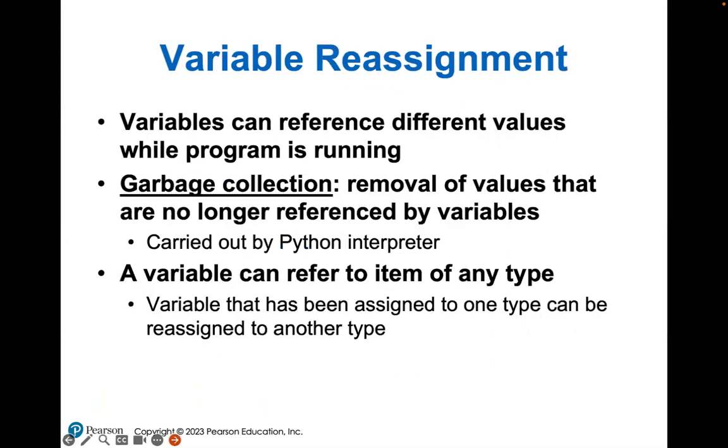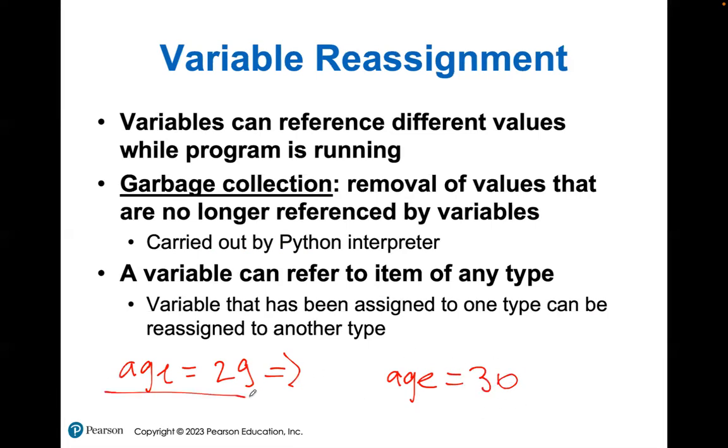Variable reassignment. For example, we had a variable age assigned to 29. If you want to reassign it, for example, the person just had a birthday and they turned 30, all that you have to do is just put age equals 30. It's that simple. You just type the same thing and change the data that you want to be assigned.